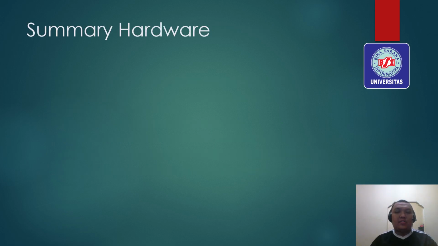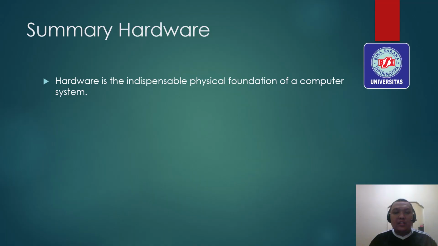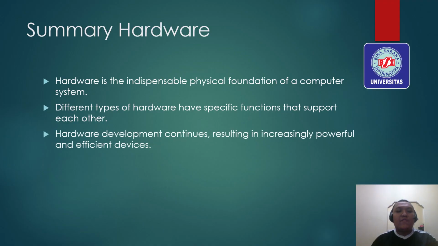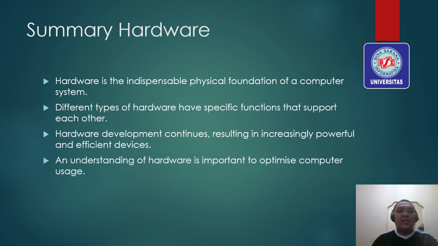Next is a summary of the first topic, hardware. First, hardware is the instrumental physical foundation of a computer system. Second, the different types of hardware have specific functions that support each other. Third, hardware development continues, resulting in increasingly power efficient devices. In the end, understanding hardware is important to optimize computer usage.